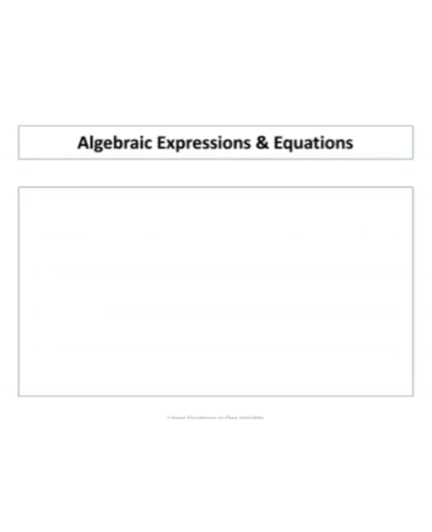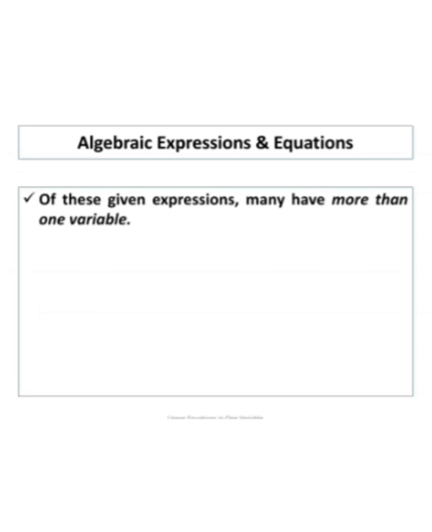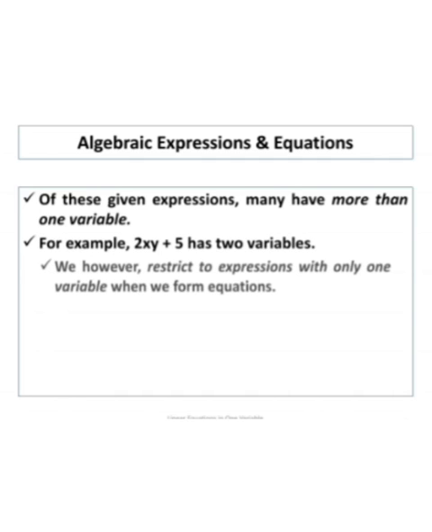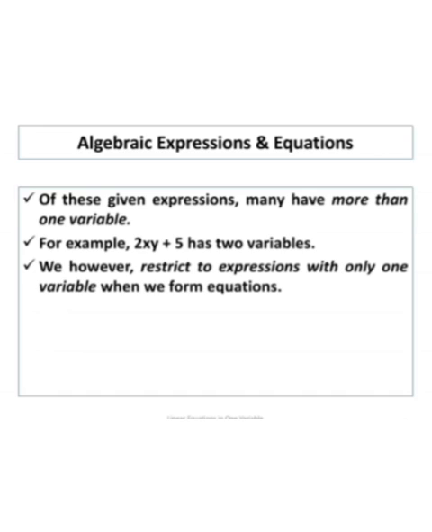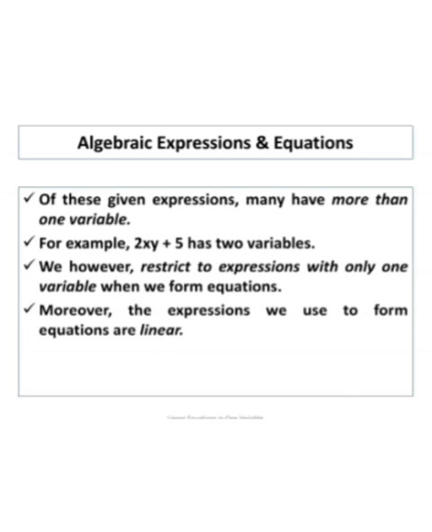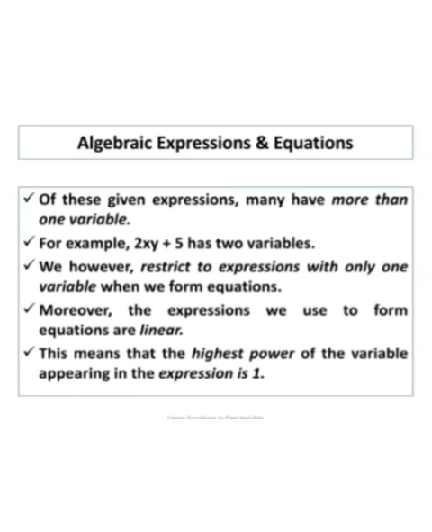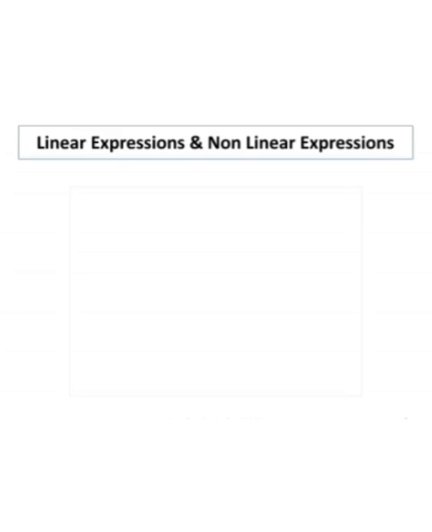Now talking about algebraic expressions and equations, of these given expressions, many have more than one variable. For example, 2xy plus 5 has two variables. We, however, would restrict to expressions with only one variable in this topic. Moreover, the expressions we use to form equations are linear. This means that the highest power of the variable appearing in the expression is 1.